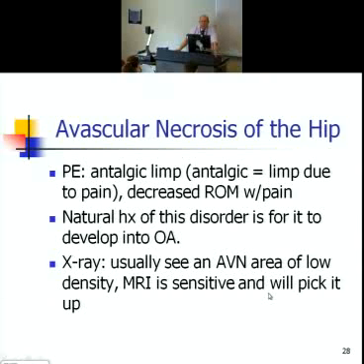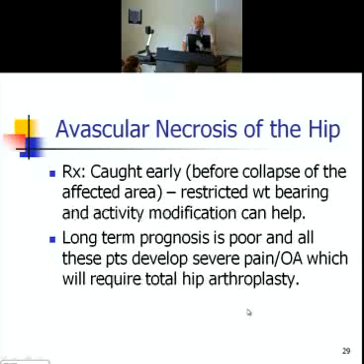head will collapse. You can sometimes see it on an X-ray, and what you see is an area of low density in the bone. So you see what could almost look like a cyst, and it just represents the bone infarcting or dying. The MRI is quite sensitive and will pick it up fairly easily.